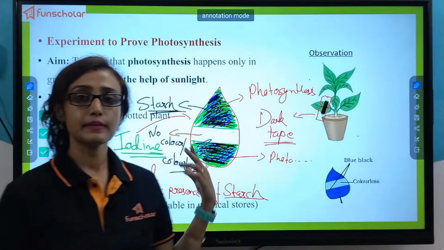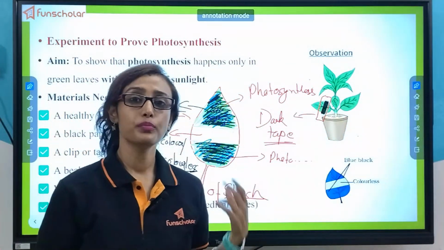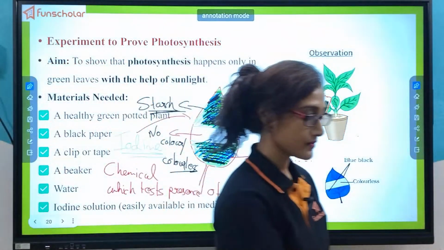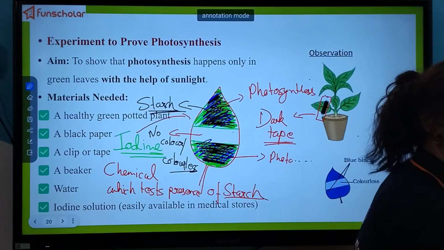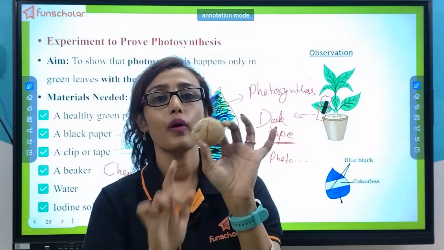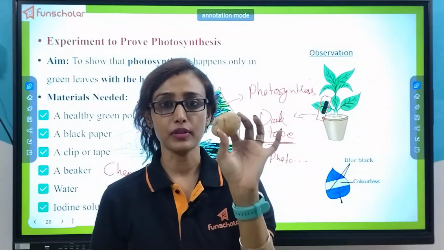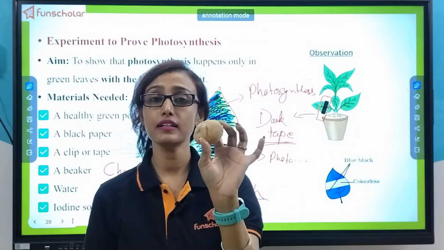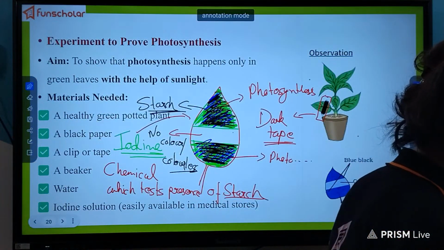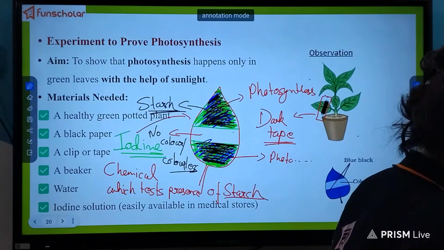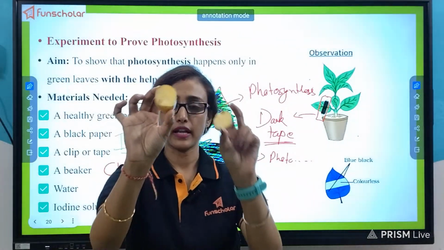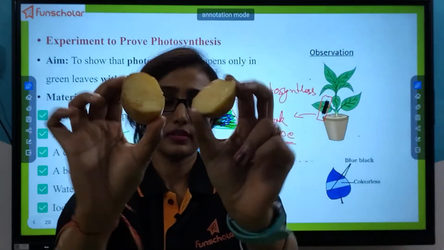Now I will do a similar experiment to prove photosynthesis. Okay. Suppose I am having a potato. Okay. So you know what is the stored food present in the potato? It is nothing but starch. Okay. So let me cut the potato into two halves. See, I have cut the potato into two halves.